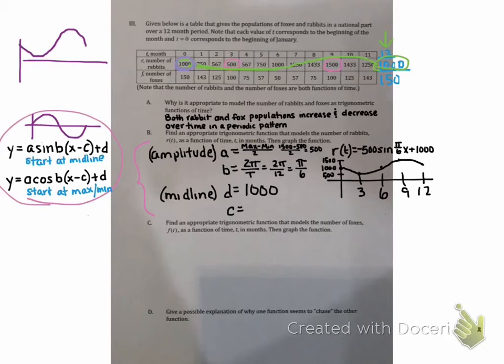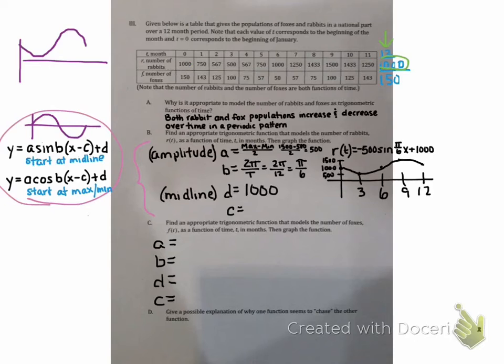All right, let's see if we can take a look at part C. Part C says, okay, find an appropriate trigonometric function that models the number of foxes, f of t, as a function of time, t in months, then graph the function. So we're going to do everything all over again, but with the foxes. Okay, so let's go take a look at our data for foxes.